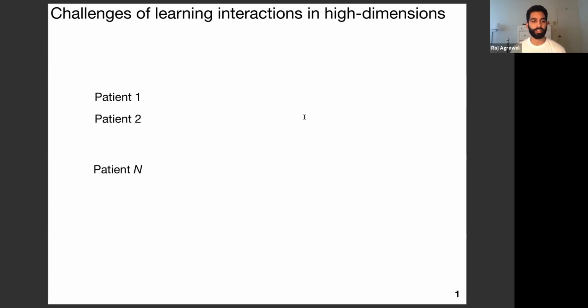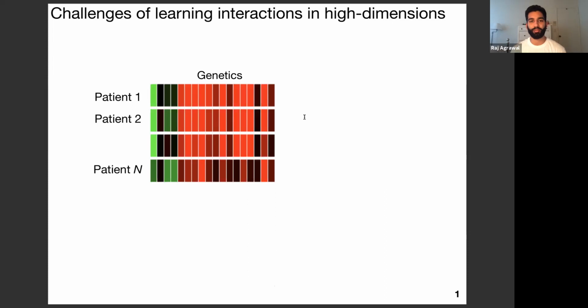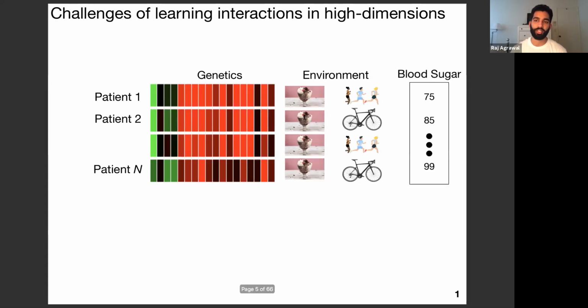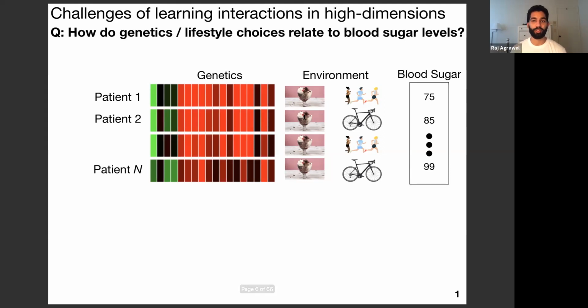Suppose a doctor has access to the electronic health records of n different patients, and suppose those records contain genetic information such as the DNA sequence of each of her patients or gene expression levels, as well as lifestyle choices such as how much sugar a patient consumes or how active a patient is. She might be interested in a particular health outcome, say blood sugar levels, and she might want to understand how genetic and environmental factors relate to blood sugar levels.